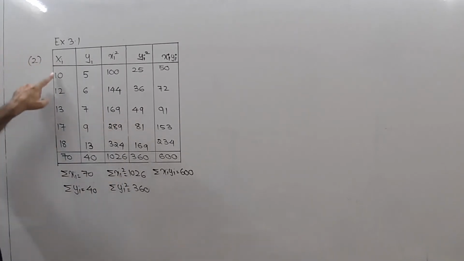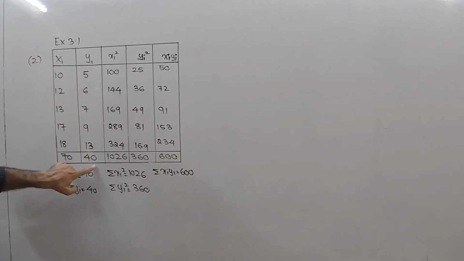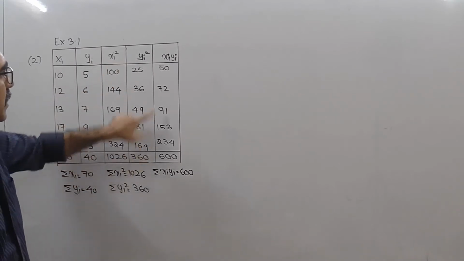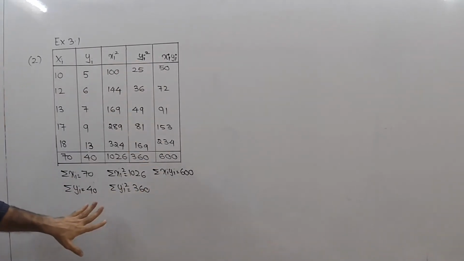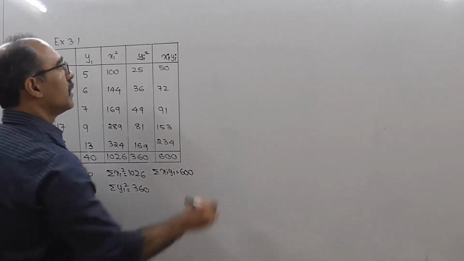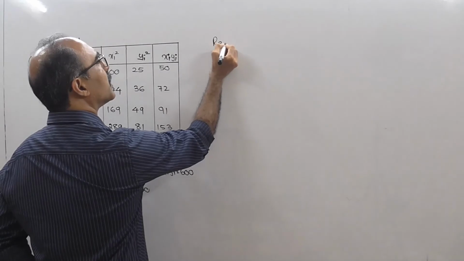Total up, I think the total of xi is 70, total of yi is 40, total of xi square is 1026, yi square is 360, xi yi is 600. So I think we have totaled up everything. Now you have to find both the regression lines.